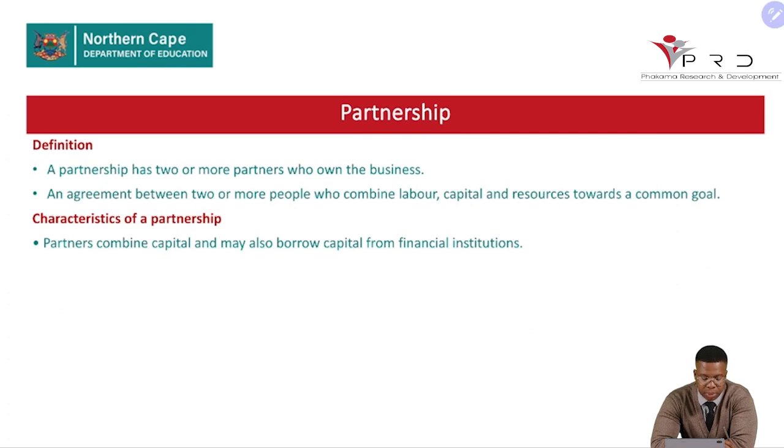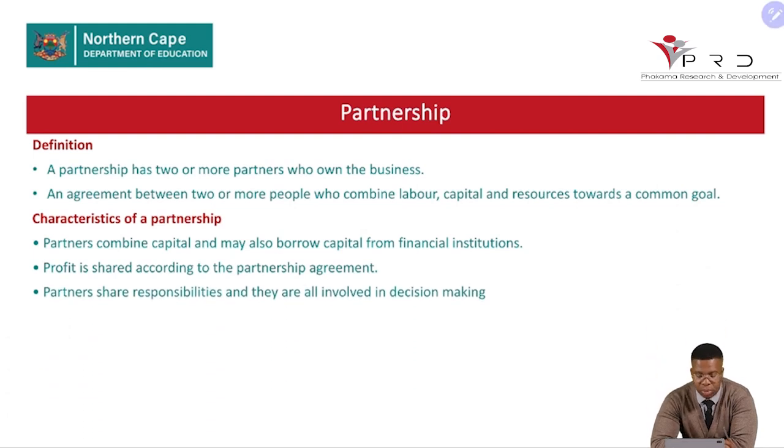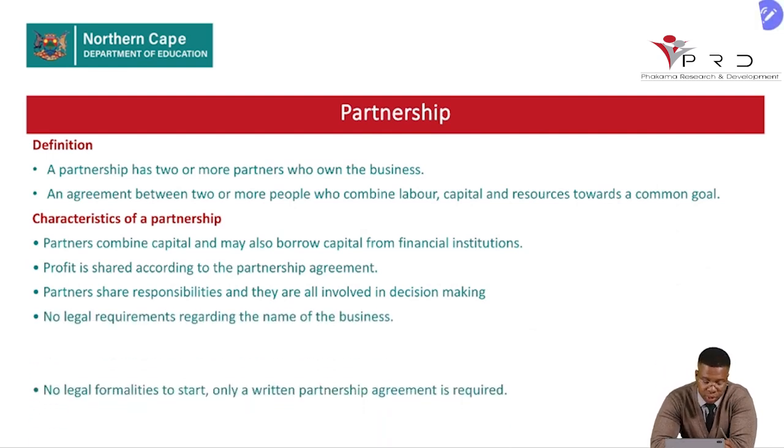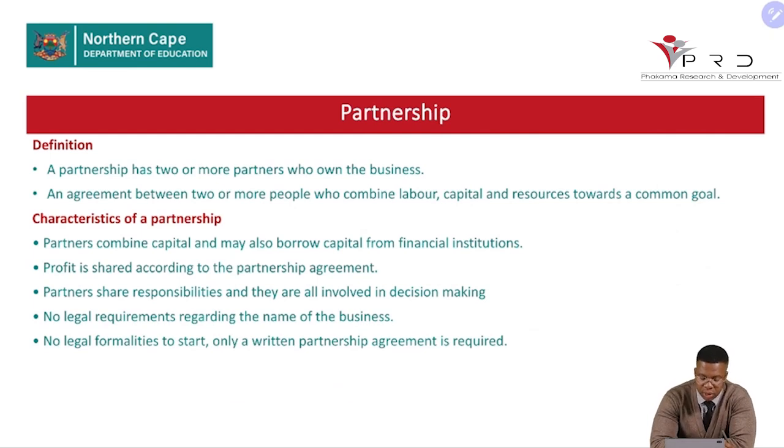That is a partnership. And then the characteristics are that partners combine capital and may also borrow capital from financial institutions, and profit is shared according to the partnership agreement, which will be written down. Partners share responsibility, and they are all involved in decision making, and there are no legal requirements regarding the name of the business. You can use any name, and no legal formalities to start. Only a written partnership agreement is required.